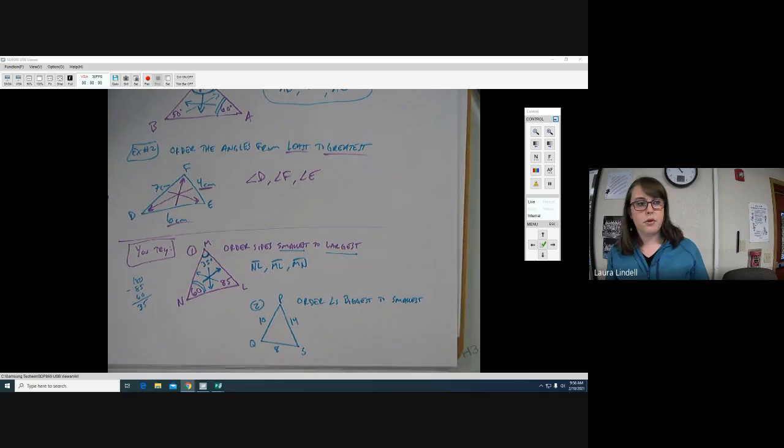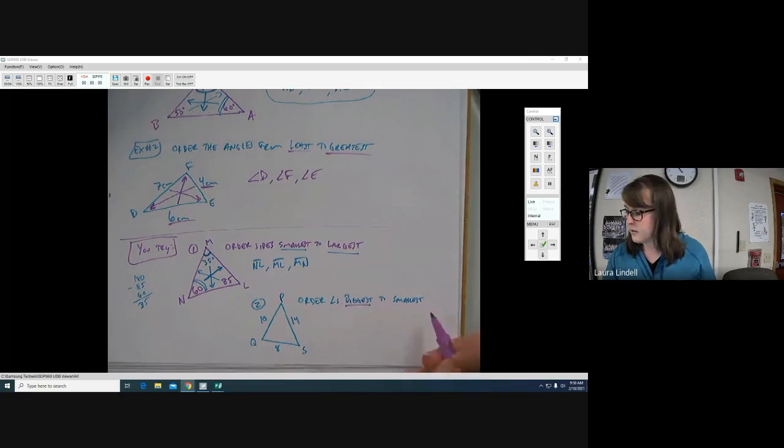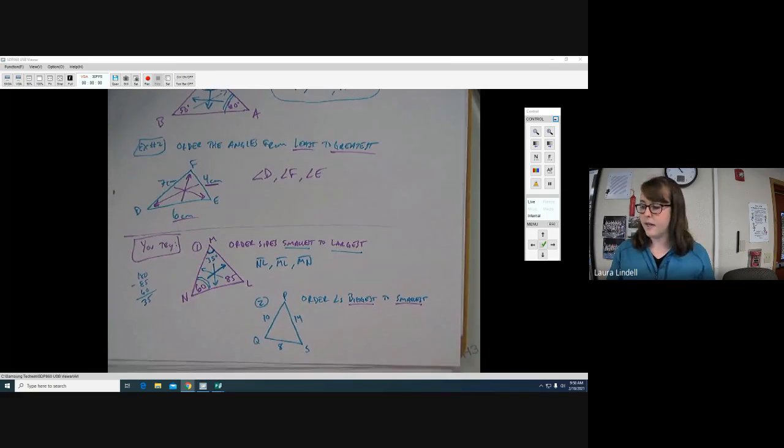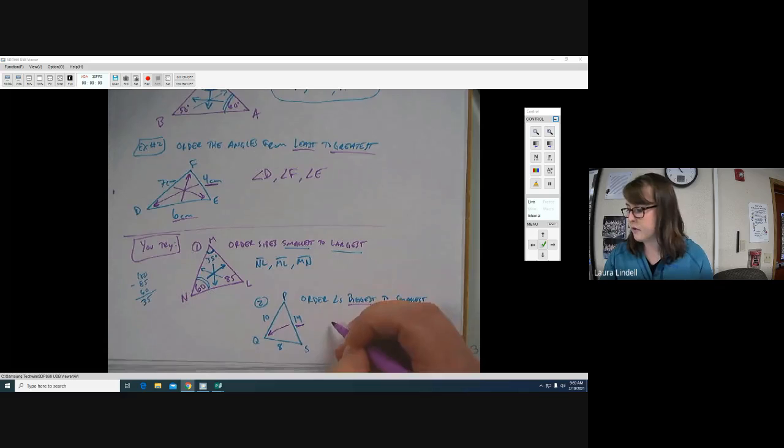Second problem, order the angles biggest to smallest. So what's the biggest angle going to be? Anyone think they got it? It's the biggest side. Anyone think they got the biggest angle? Q. Yeah, several people decided Q. I like that. PS is the biggest side, so Q would be the biggest angle since it's across from that one.